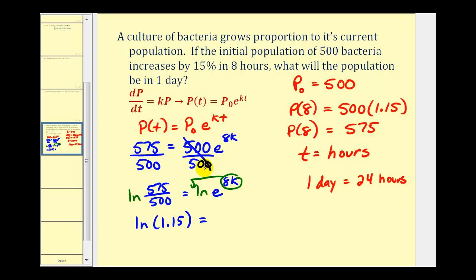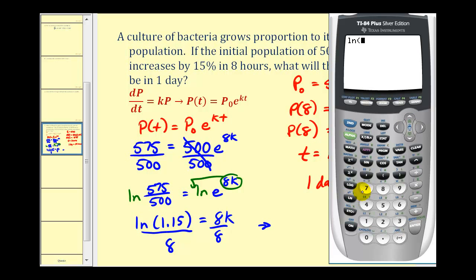And on the right side we have 8k times natural log e, but natural log e is equal to 1. So now we just divide both sides by 8. This will give us our growth rate. We'll go ahead and use the first 5 decimal places, so the growth rate is 0.01747.